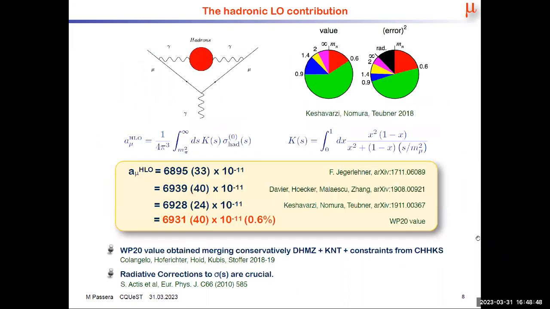And now we come to the hadronic contribution, which on the contrary is the problematic one. You see, the leading one, the most important hadronic contribution is the one that you see here. So it is the usual Schwinger diagram, but now you insert in the photon propagator a vacuum polarization.